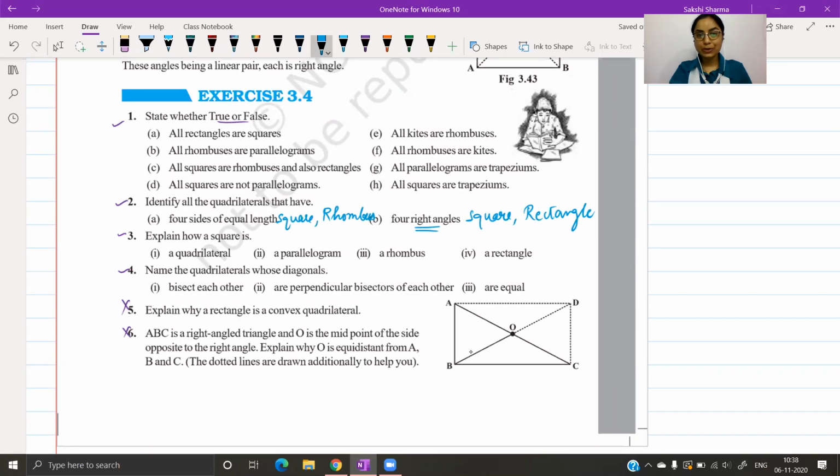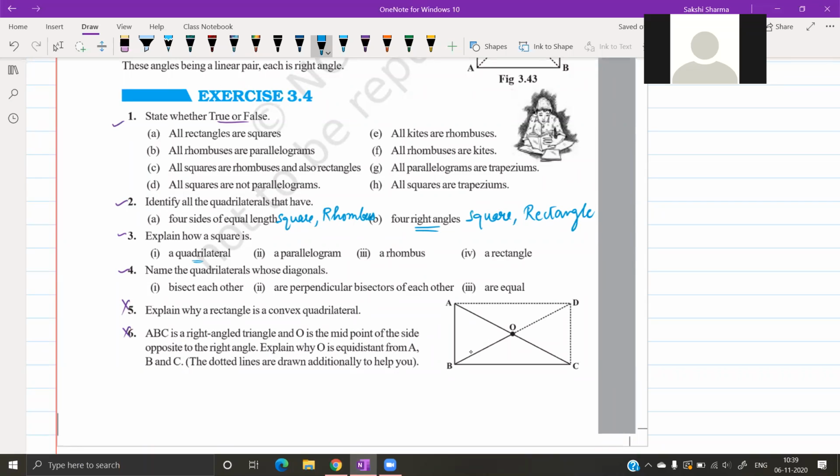Then question number 3, you have to give a reason how a square is a quadrilateral. Quadrilateral is a polygon which is made up of 4 line segments. So is square a polygon made up of 4 line segments? Yes, ma'am. That will be your reason. Square is a quadrilateral because it is made up of 4 line segments.